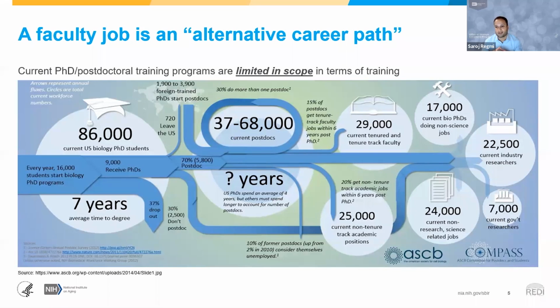What's really clear from here is that the majority of PhDs do not become tenure track faculty. In fact, only anywhere between 20 to 30% of them get tenure track faculty positions within 6 years post-PhD. But the current academic training at the PhD level, as well as at the postdoc level, does not reflect this fact. It is important to understand right now, therefore, that a faculty job is actually an alternative career path. It is not the path of the majority.